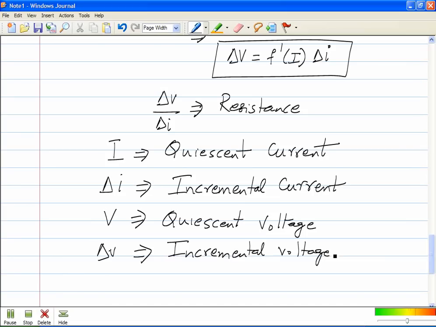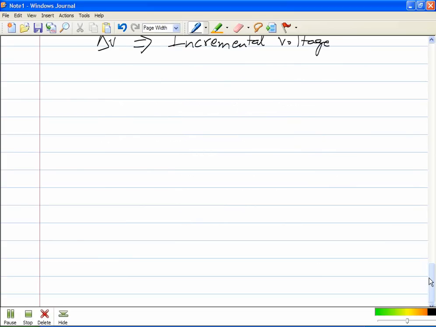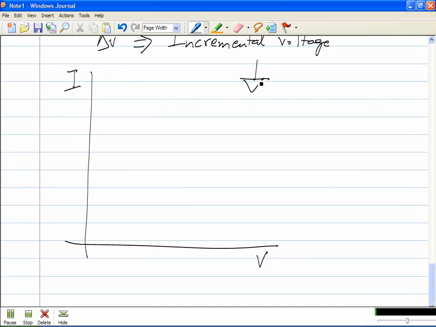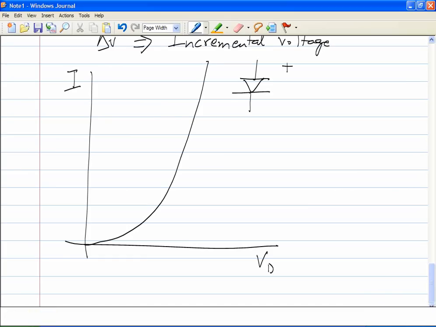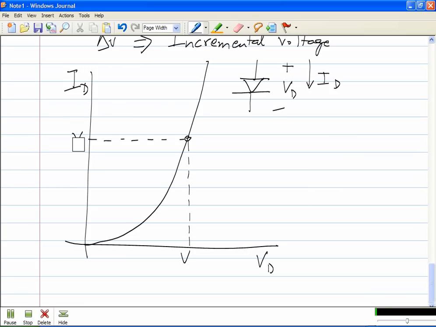So while it is true that the quiescent voltage and the quiescent current are related by some kind of nonlinear equation depending on the physics of the device inside, incremental current can be related to the incremental voltage by a linear equation. Okay. To show you a diagram, let me take again the case of a diode. As I said, I versus V, the exponential, so it does something like this. This is Vd, this is Id.